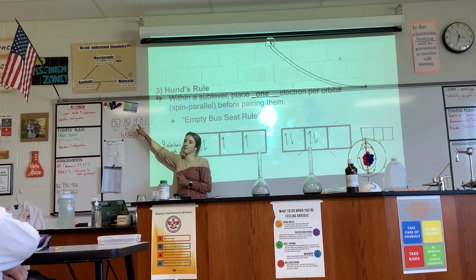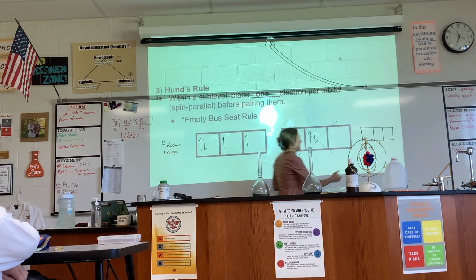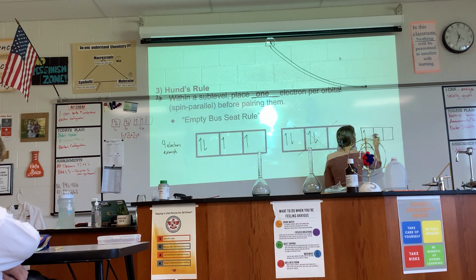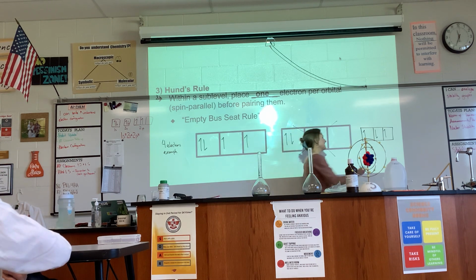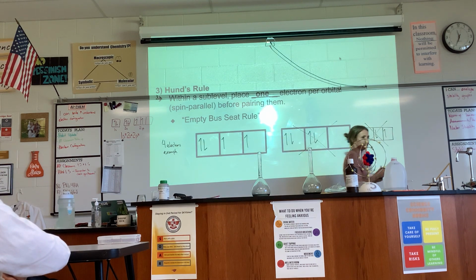Hence why it went up, up. So if you only had 3, they're not going to go up, down, up. That's what it means by parallel spin: if they're spinning up, they're all going to spin up, or they're all going to spin down. So this would never happen as well.